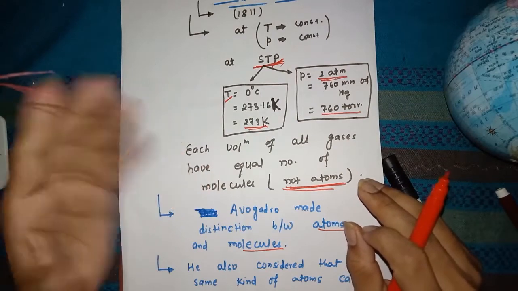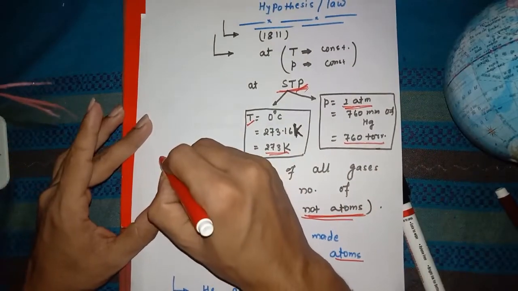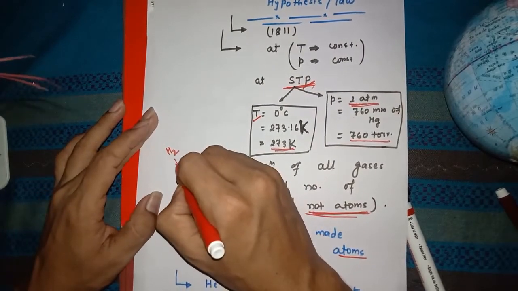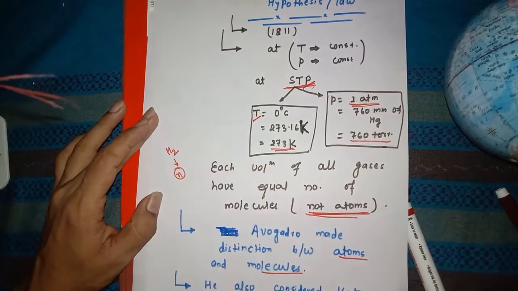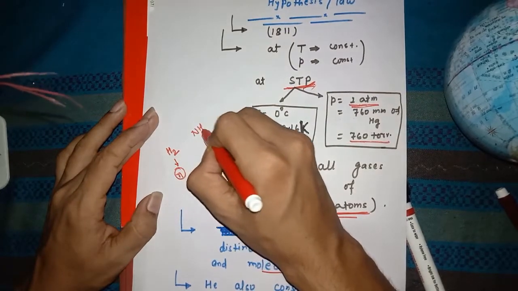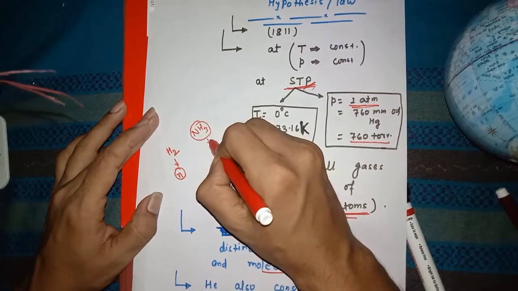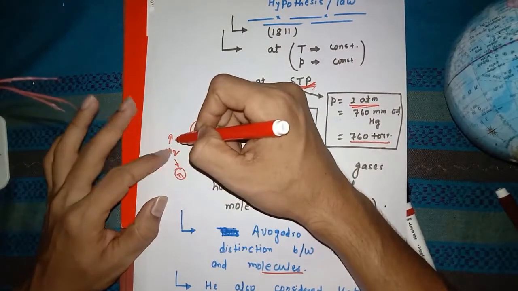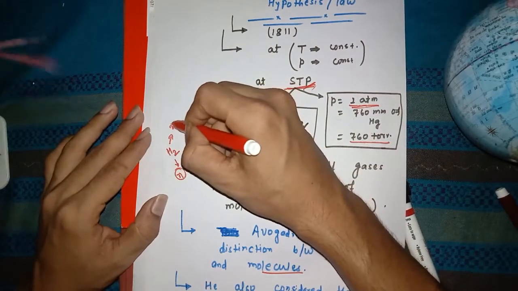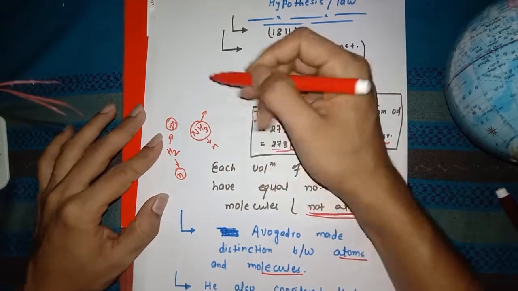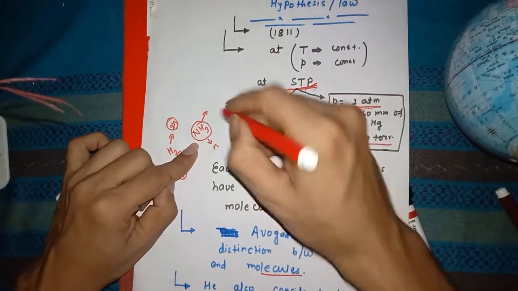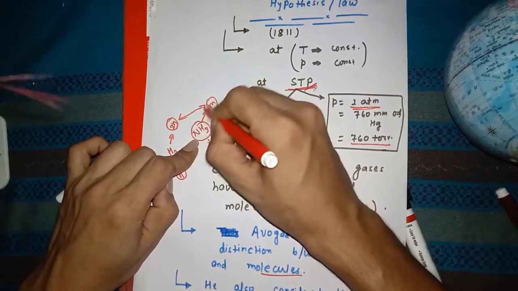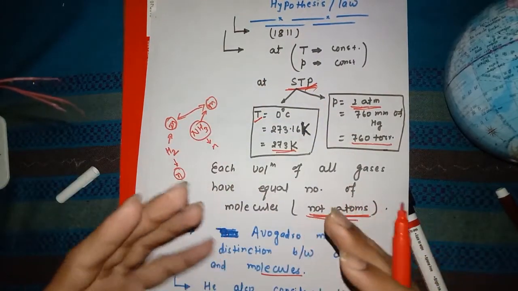For example, at a particular volume, hydrogen gas has n molecules, and NH3 gas also has n molecules according to this law. But here you can see the atoms in the hydrogen gas are 2n atoms, while the atoms in the ammonia gas are 4n atoms. So this is the necessary point.